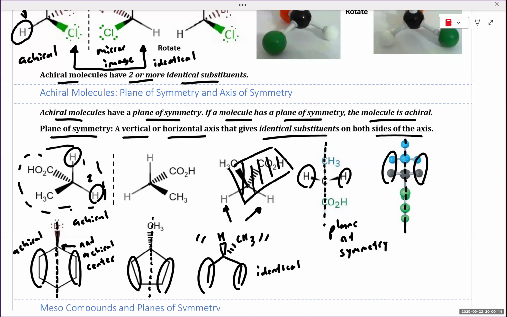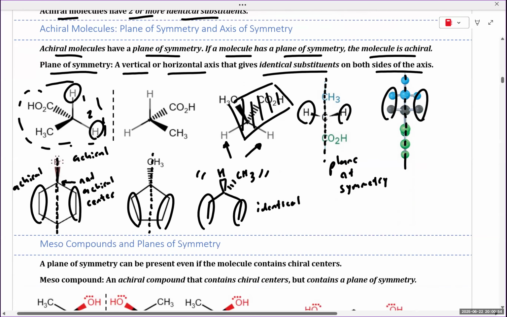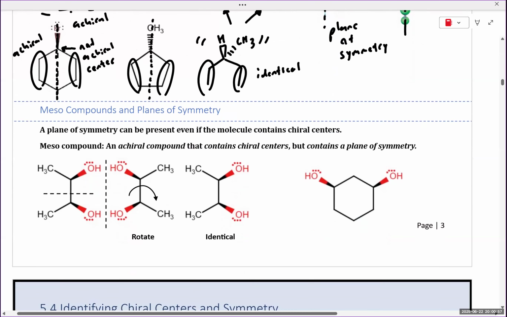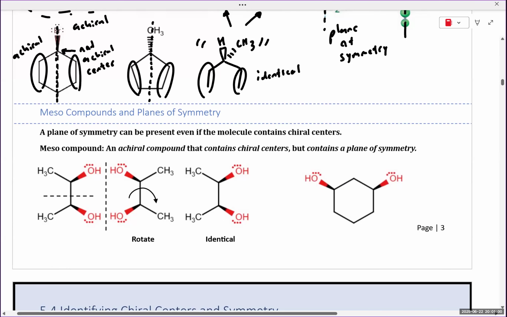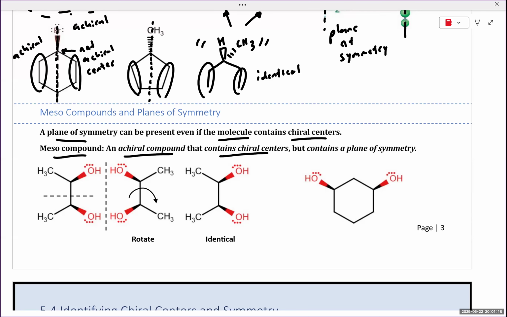So again, achiral molecules have a plane of symmetry. If a molecule has a plane of symmetry, the molecule is achiral. Now, one of the main places where planes of symmetry come up is when we talk about meso compounds. So a plane of symmetry can be present even if the molecule contains chiral centers. A meso compound is an achiral compound that has chiral centers but contains a plane of symmetry.